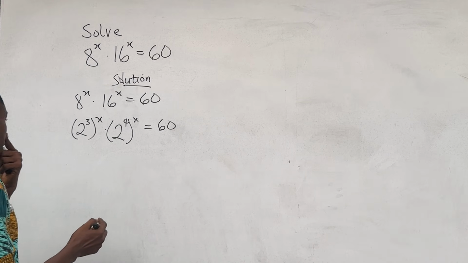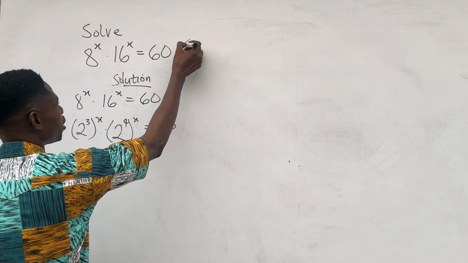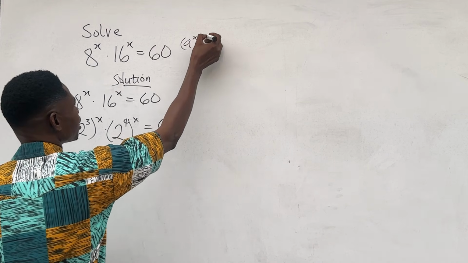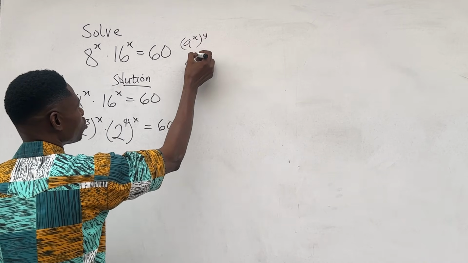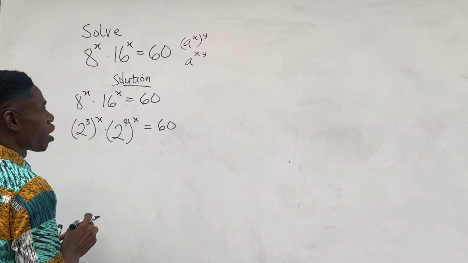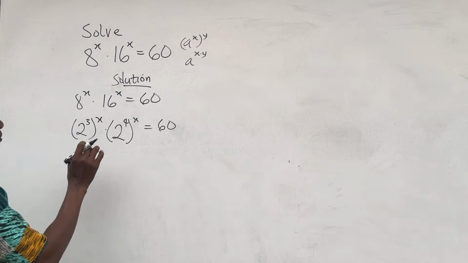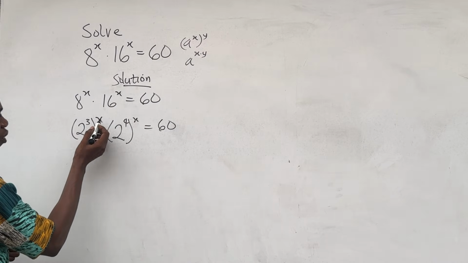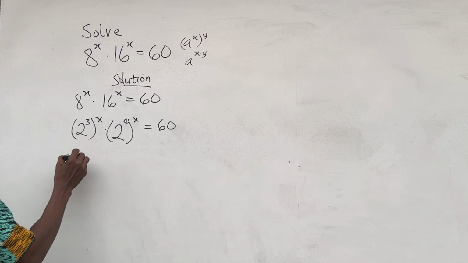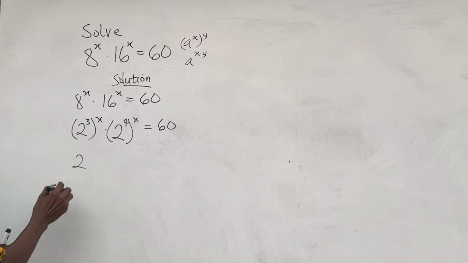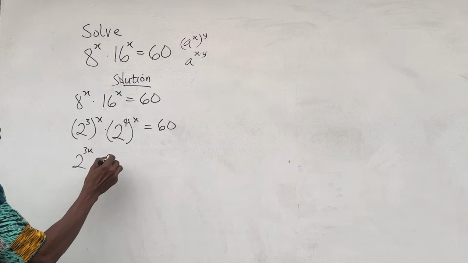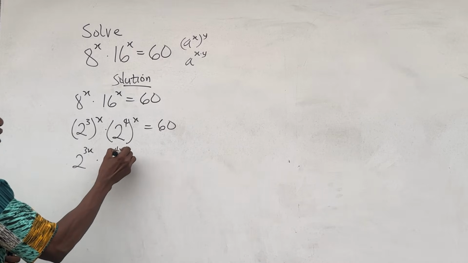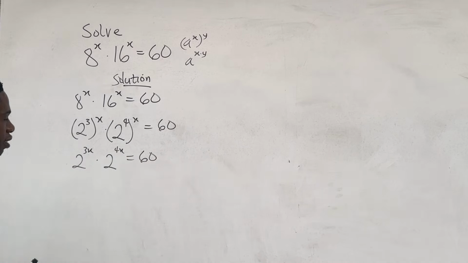Now remember this law of indices that says if you have a raised to the power x that has another power of y, you just multiply the two powers. So it becomes x multiplied by y. So we're going to apply this law here. This 3 power and this x power, we will multiply them. So this will give us 2 raised to the power 3x multiplied by 2 raised to the power 4x equal to 60.